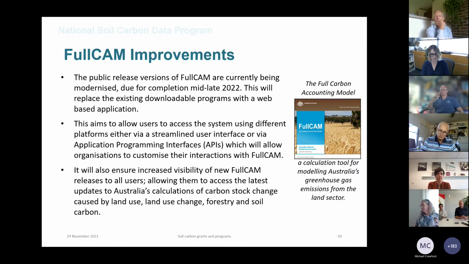This aims to allow users to access the system using different platforms, either via a streamlined user interface or via application programming interfaces, or APIs, which will allow organisations to customise their interactions with FullCAM. It will also ensure increased visibility of new FullCAM releases for all users, allowing them to access the latest updates to Australia's calculations of carbon stock change caused by land use change, forestry, and soil carbon.